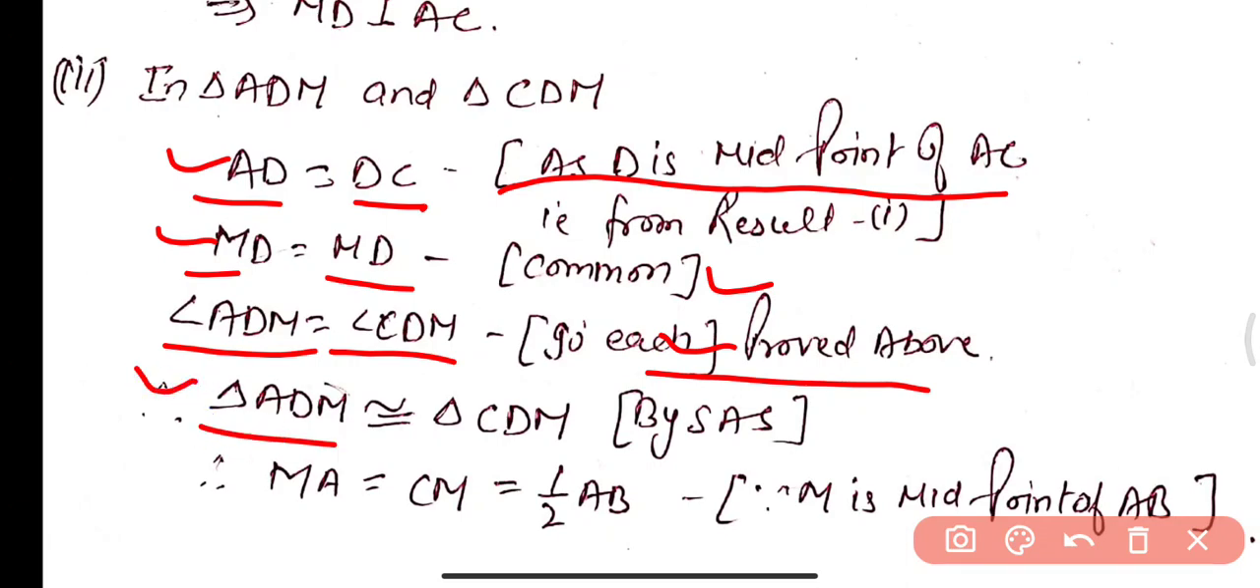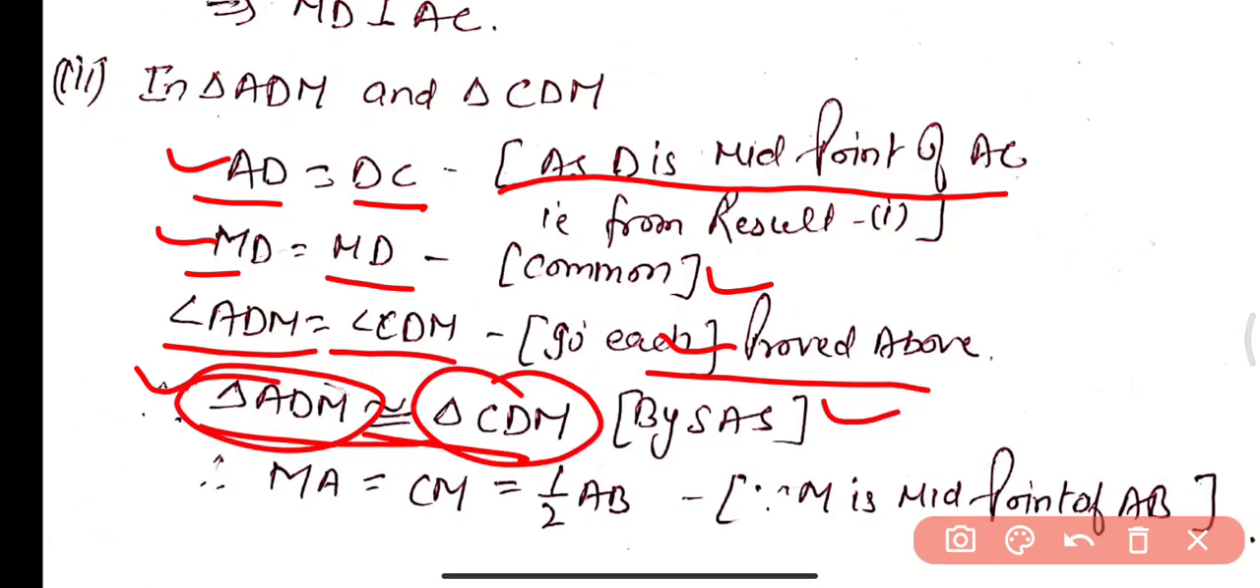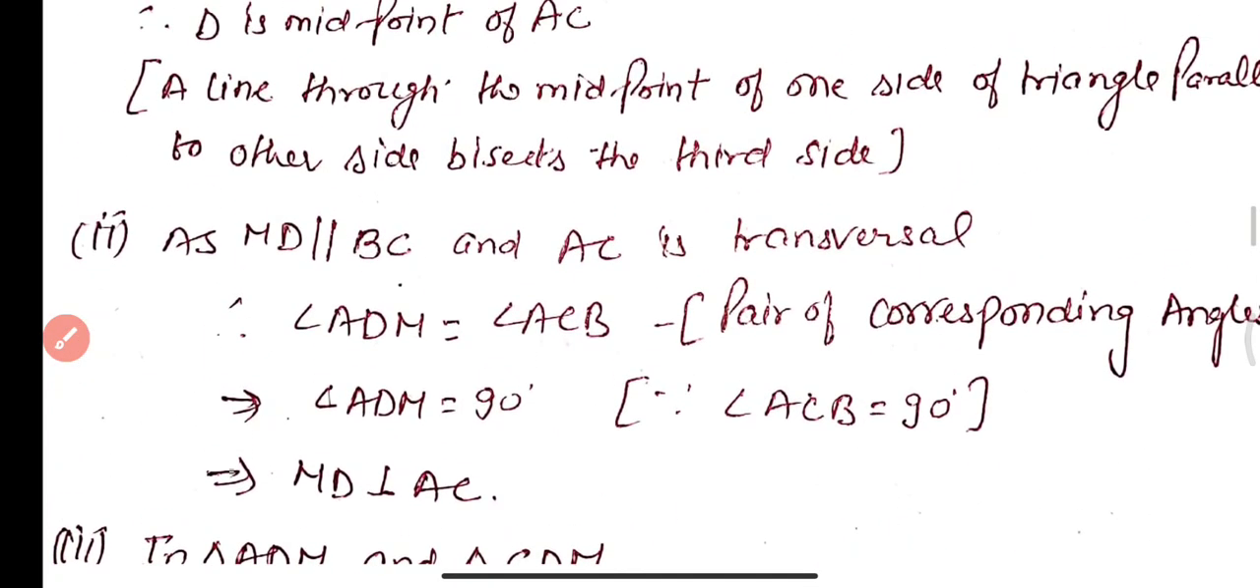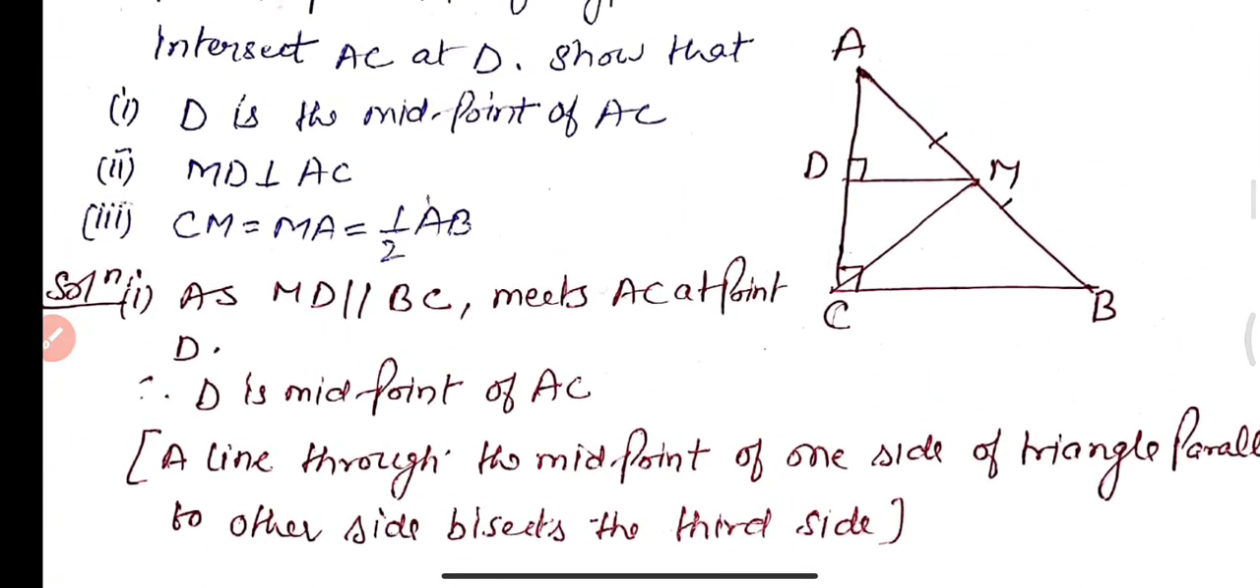So now triangle ADM is congruent to triangle CDM. We have two triangles, ADM and CDM, both congruent to each other by the side-angle-side rule. You can see here these two triangles are congruent to each other.